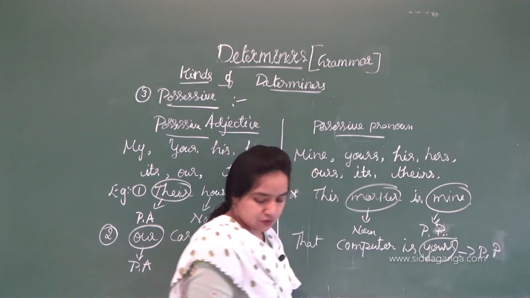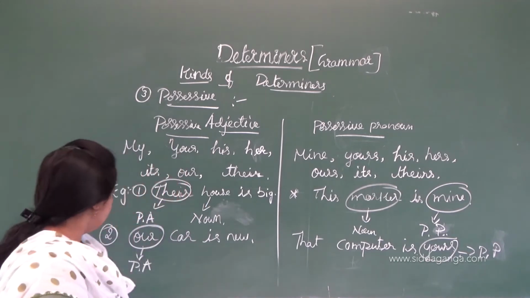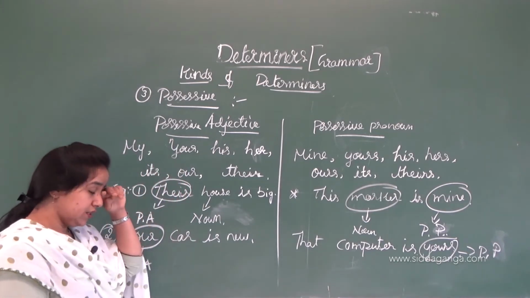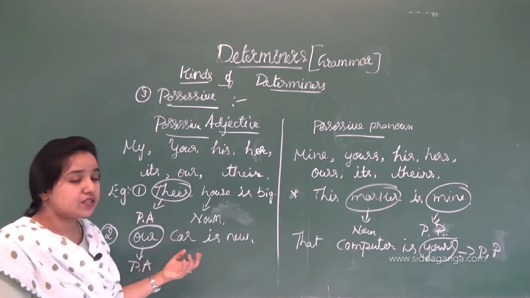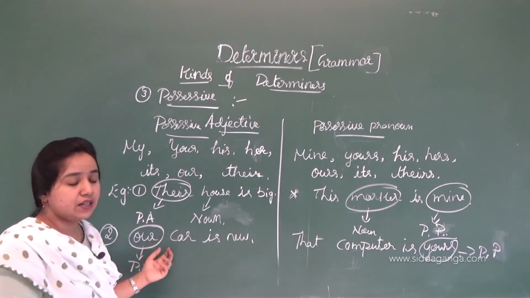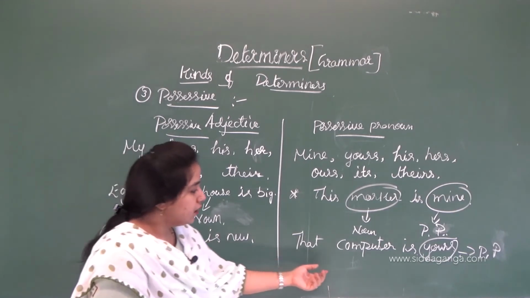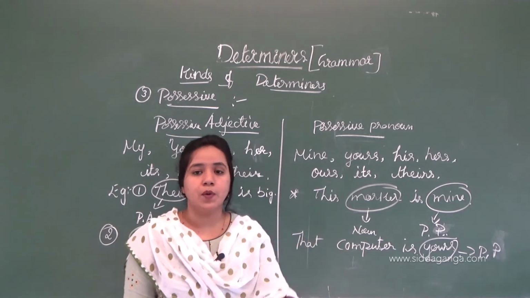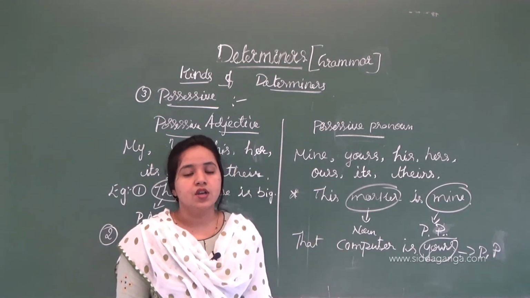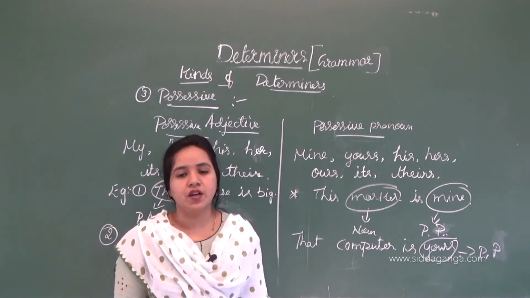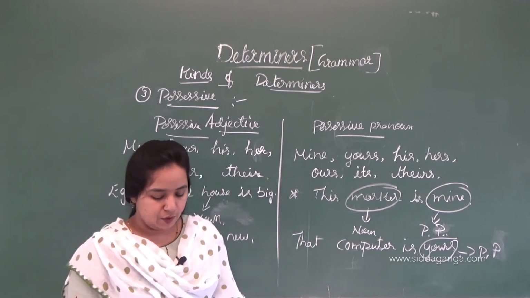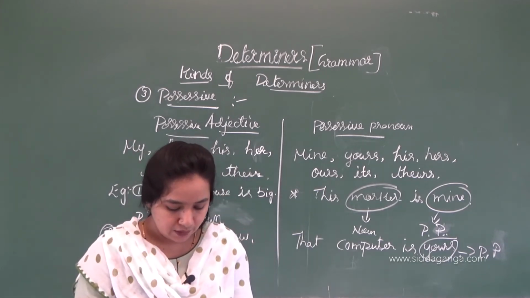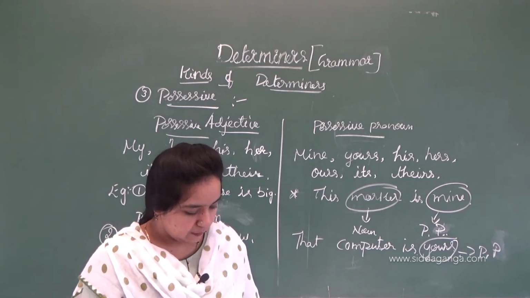So, our car is new. It says about that car which is new and which belongs to them, that is "our". And that computer is only about that person, a single person. So this symbolizes the ownership of things. Let's move on to the next example.